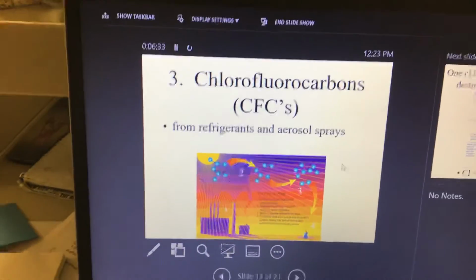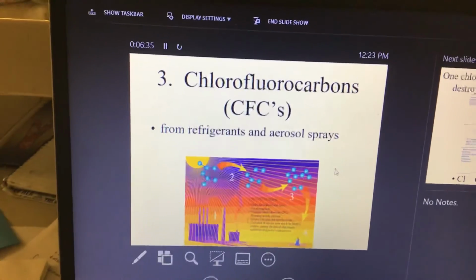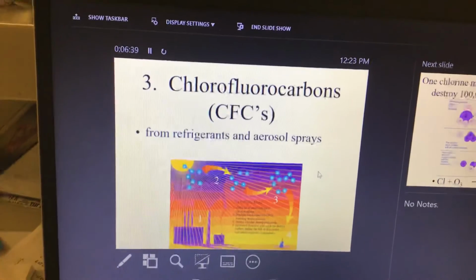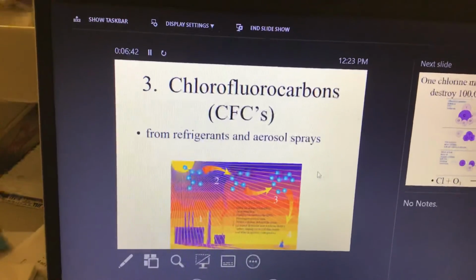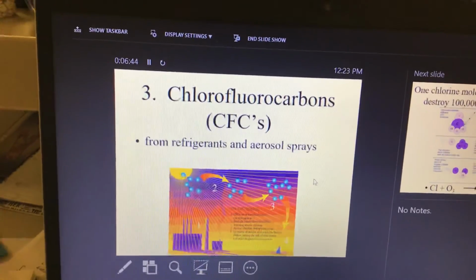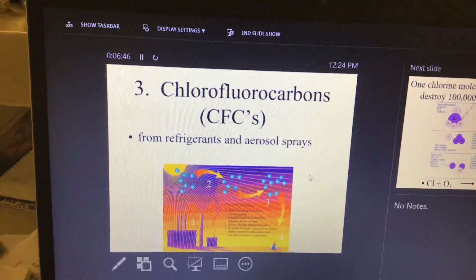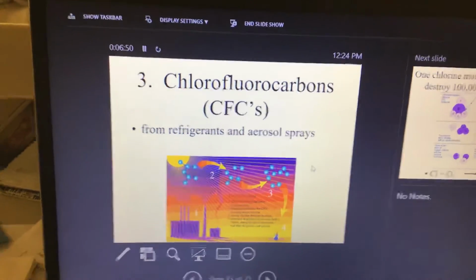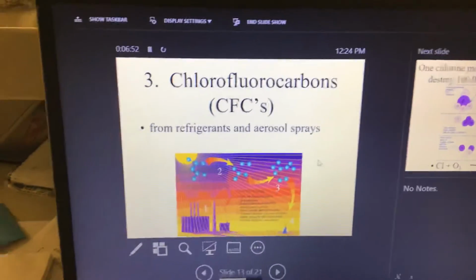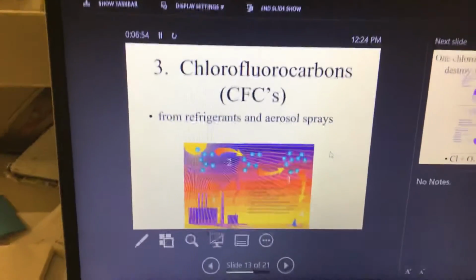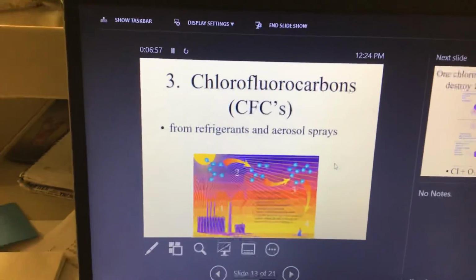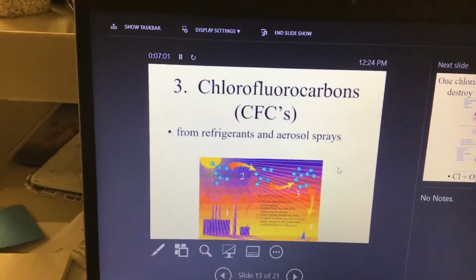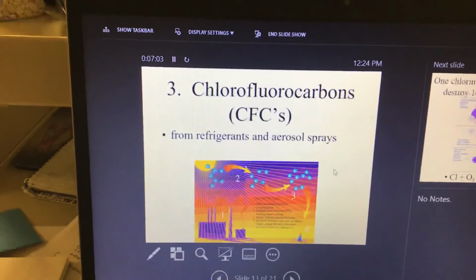The third one is CFCs. I would write that all down there, but just chlorofluorocarbons is a compound. Chlorine, fluorine, and carbon. And these come from refrigerants, aerosol cans. Okay, these CFCs are going to do the same thing that the sun does as well. It's going to break up those O3 into O2 and O.